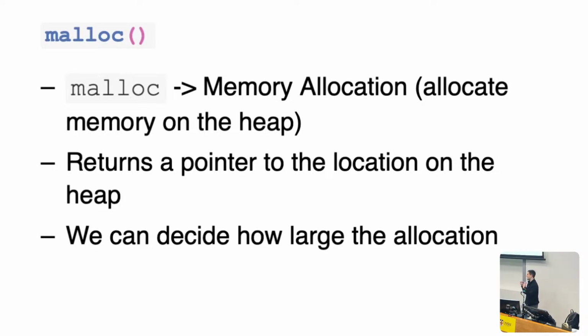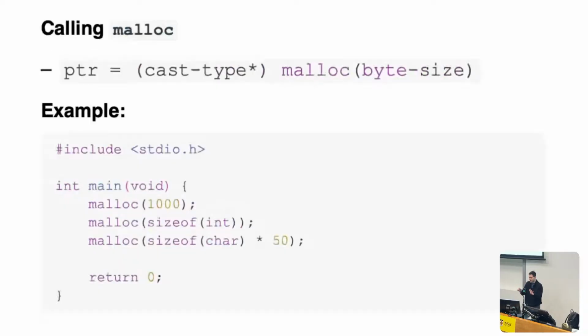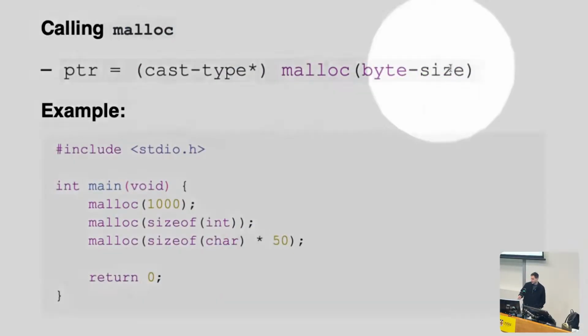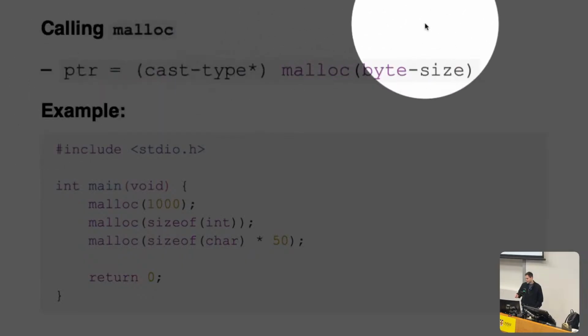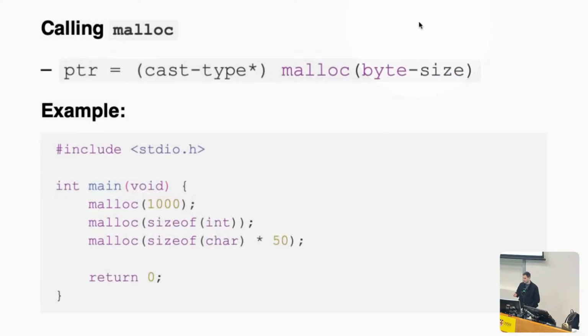And we decide how large that allocation is. We are not saying create me an integer, which goes off and does 32 bits. We say how many bits. It's entirely up to us, which is very cool. So how do we do it? So here's not an example, but the syntax for calling malloc.